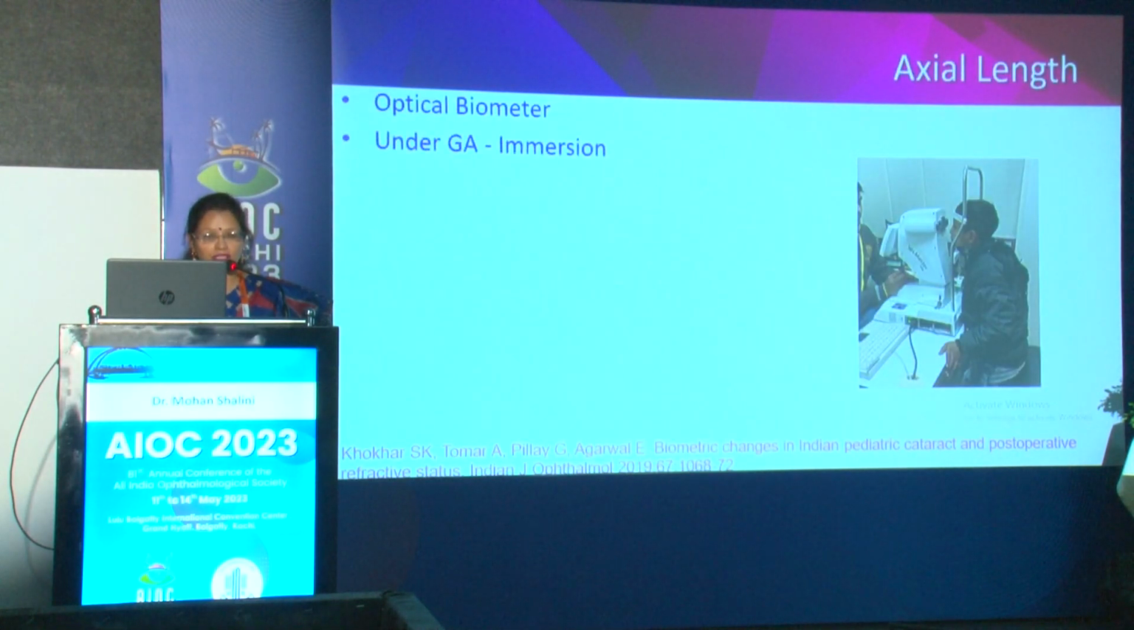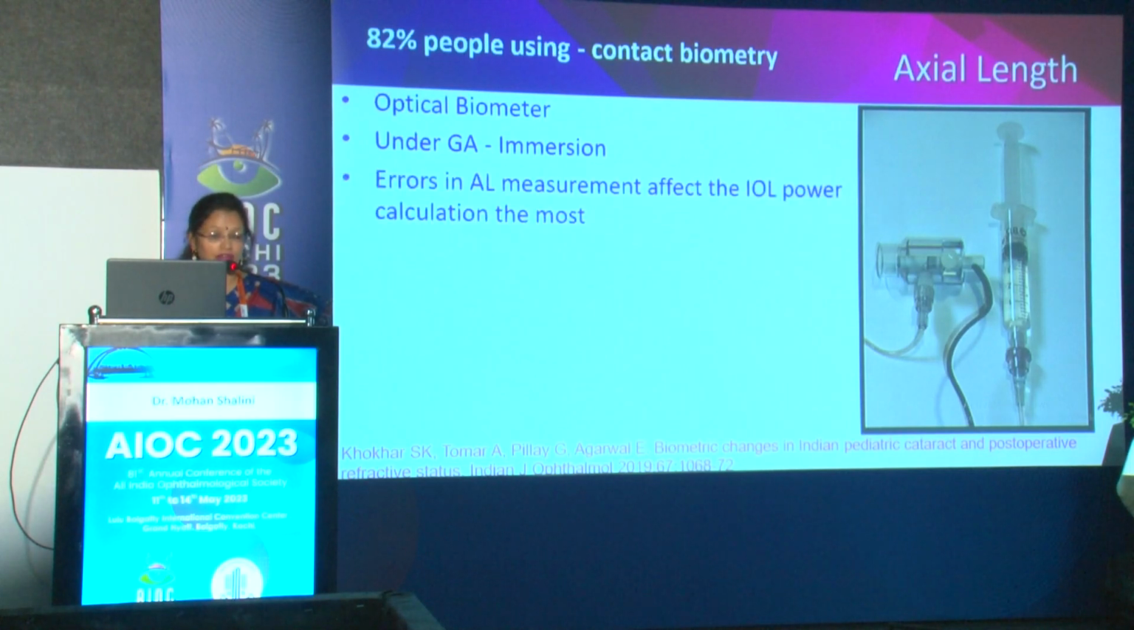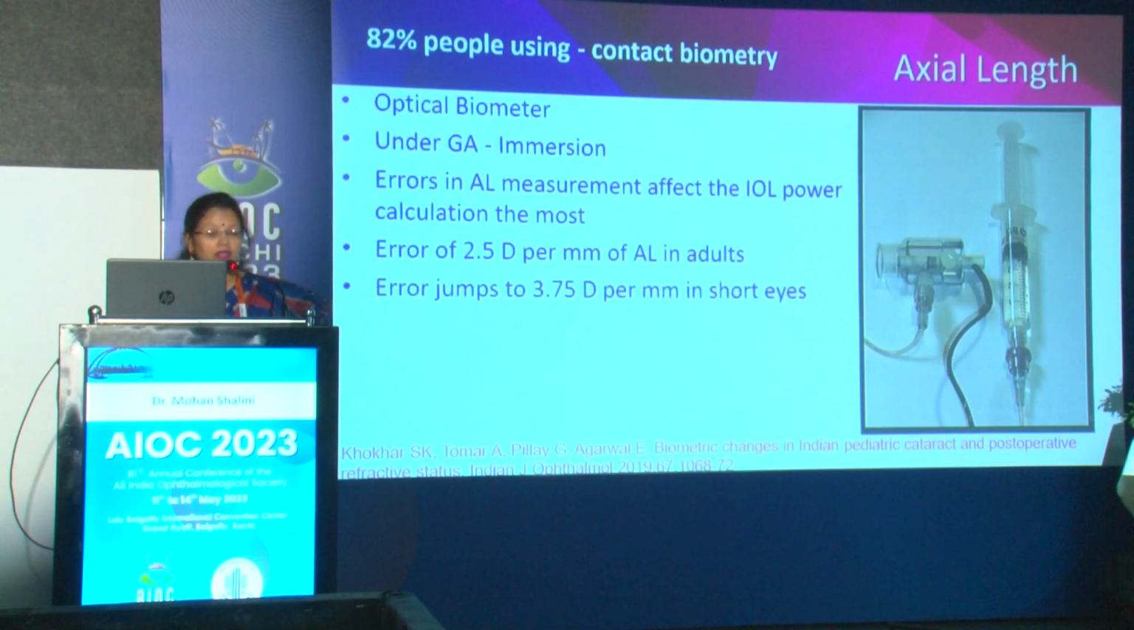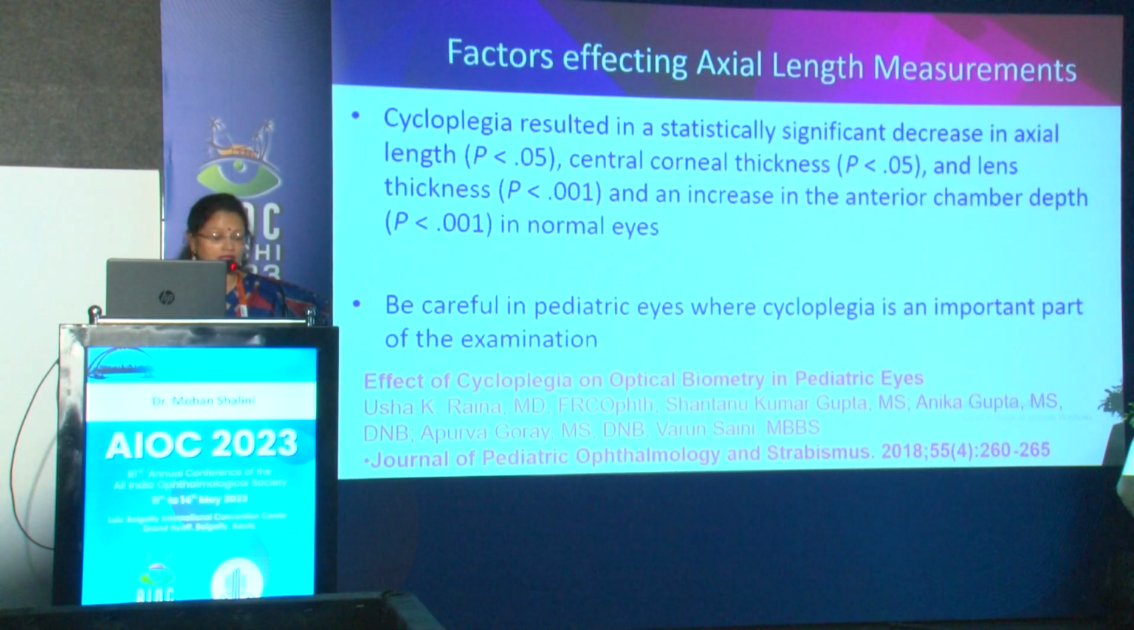Now, regarding the biometer, we can do immersion under general anesthesia. Now, 82% of people are still using contact biometry. So, what is the option? We have to move on to the immersion technique under GA. We understand that errors in axial length measurement can lead to an error of around 2.5 diopters in adults. In children, because they have shorter eyes, this error is even more. It is 3.75 diopters.